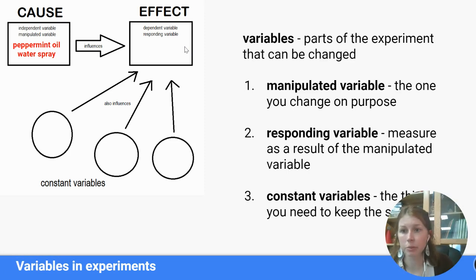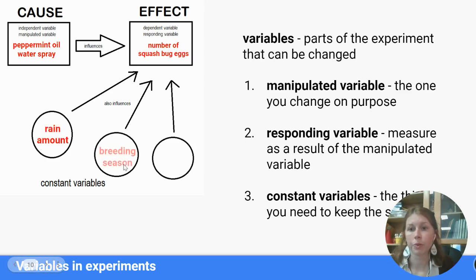These are the constant variables. So how much rain or how much water they get. So we should water them the same. The breeding season, what time of the month are we doing our experiment, or what time of the year? We have to make sure that we treat all plants at the same time, because that can be another variable. And then finally, how much sun are our plants getting? We want to keep all of these things the same so that they don't affect this. We want the only thing that affects the number of bugs to be the peppermint oil.